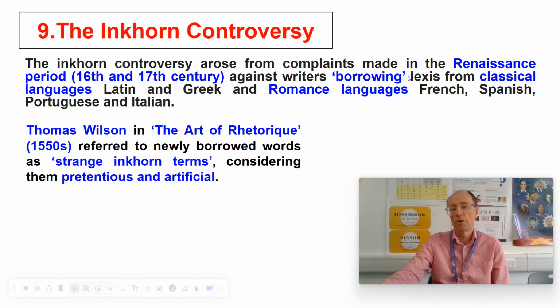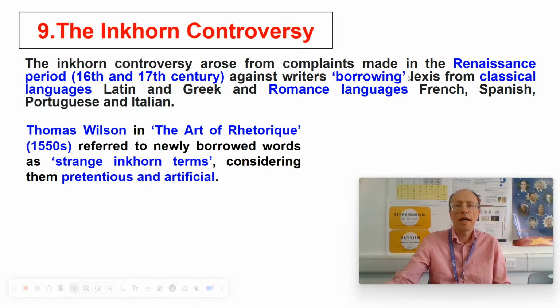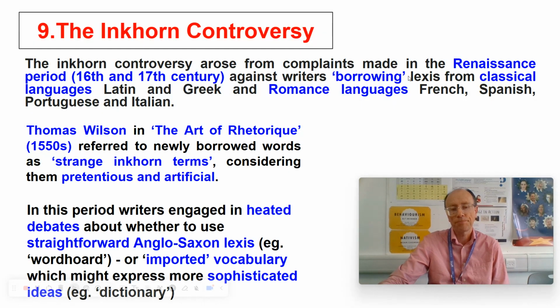So not everyone is a fan of new words coming into the language, and Thomas Wilson is definitely not a fan, because in the 1550s he writes a book called The Art of Rhetoric, where he refers to these newly borrowed words as strange inkhorn terms, and so he considered them sort of pretentious and artificial. So in this period, people got very heated about it.